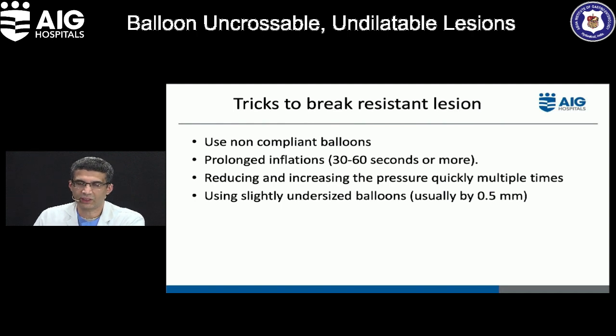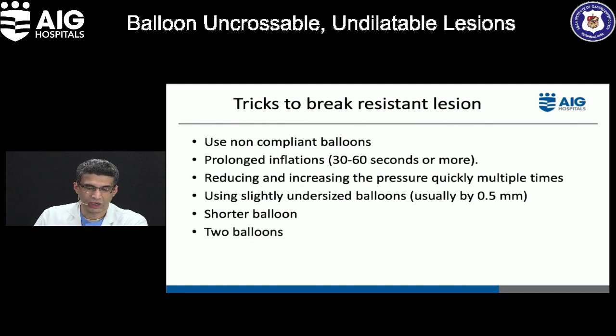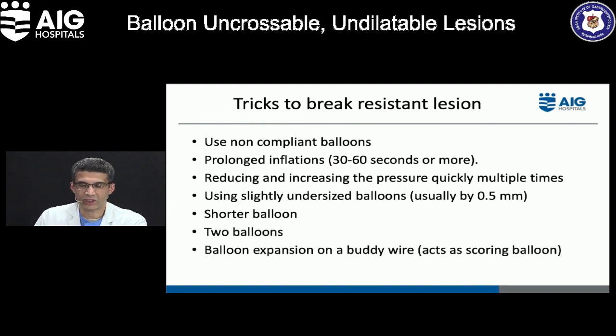Still if it doesn't work, you can go to high pressure with a slightly lower size balloon. With a 1:1 balloon, chances of perforation are very high. So use a slightly lower size balloon but go to higher pressures. A shorter balloon can be used because the hoop stress will be at the center. So if a 12 mm balloon is having dog boning, use an 8 mm balloon, that might probably open up the lesion. Of course, 2 balloons and expansion on a buddy wire.